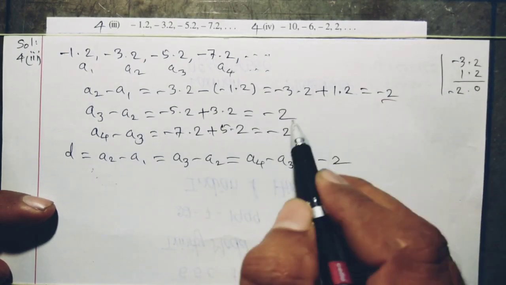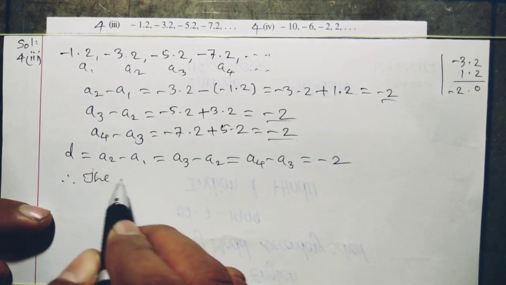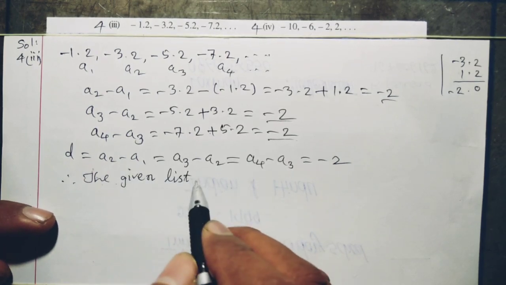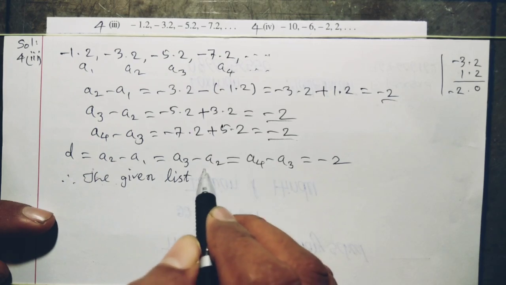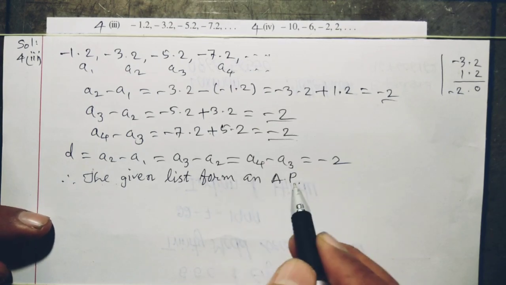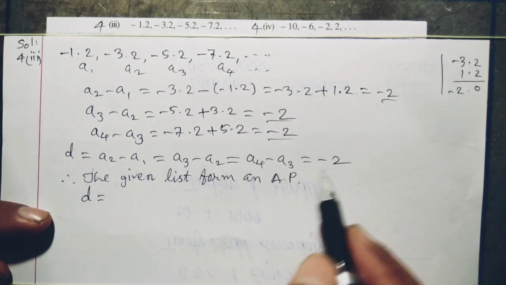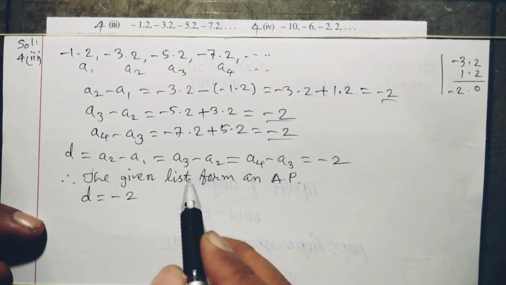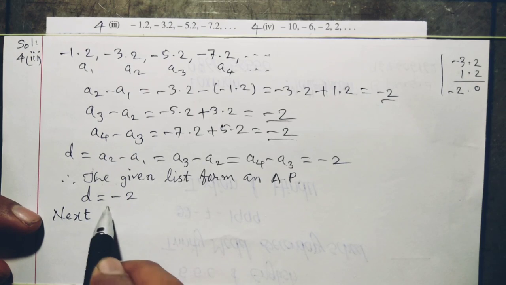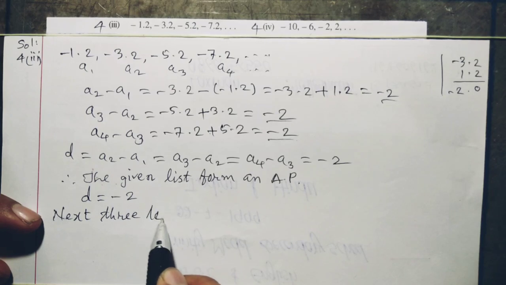Common difference is in all the cases equal. Therefore, the given list of numbers form an AP. Therefore, D is equal to minus 2. We have to find next three numbers, next three terms.